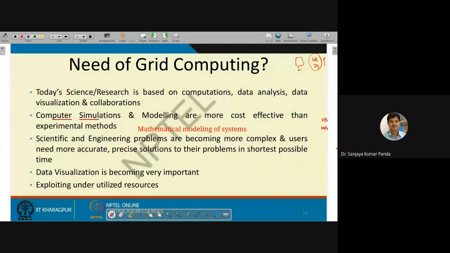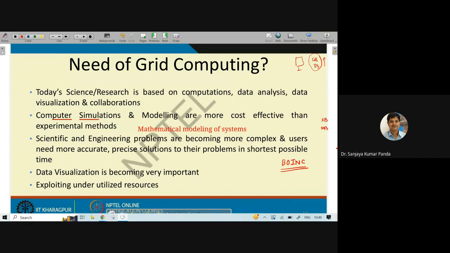There is a platform you can search for in Google, called BOINC. All of you can type BOINC in Google. It stands for Berkeley Open Infrastructure for Network Computing. Let me show you.